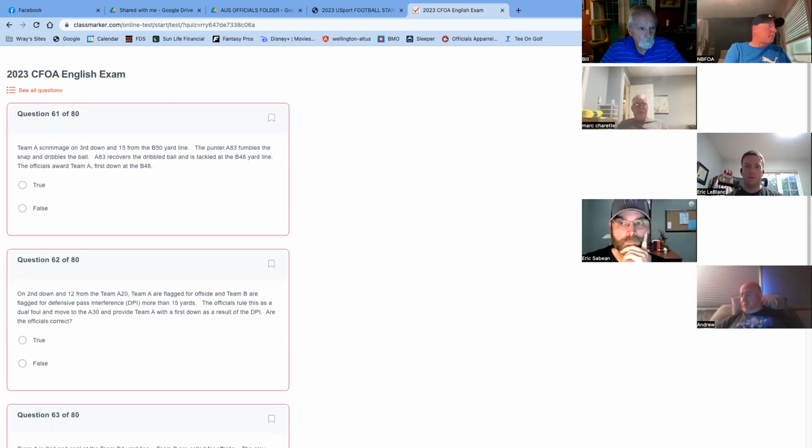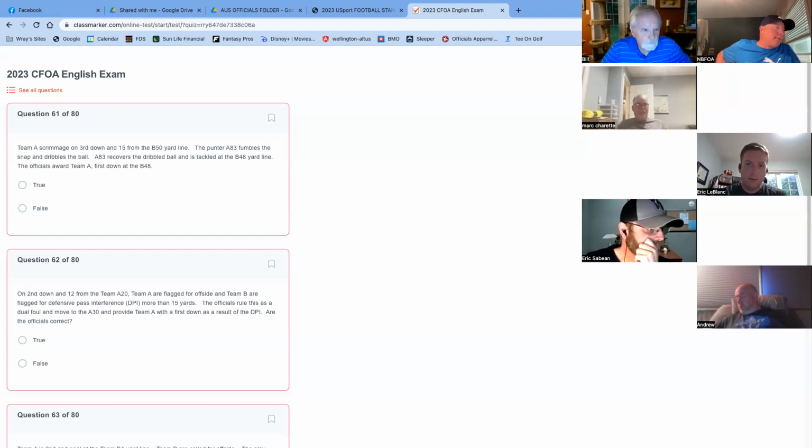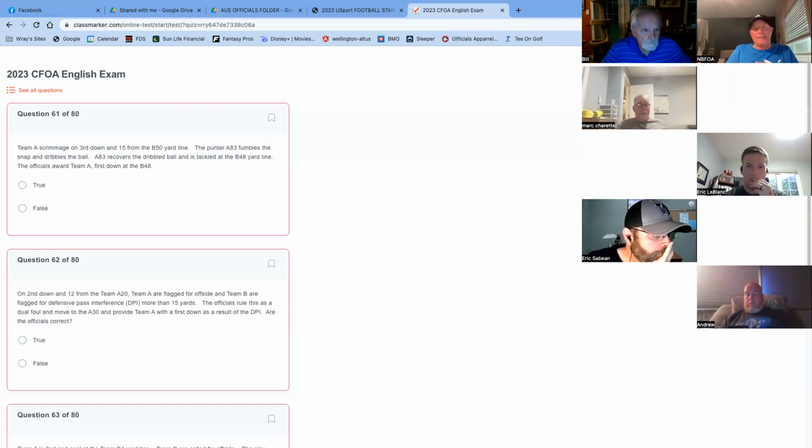Question 61. Team A, scrimmage on third down and 15 from the B 50-yard line. The punter, A83, fumbles the snap and dribbles the ball. A83 recovers the dribbled ball and is tackled at the B 48-yard line. The officials award Team A first down at the B 48. True or false? So I guess they're asking, is this correct or incorrect? It started at the B 50, so the ball hasn't crossed the line of scrimmage yet. False. Yeah, it's false.